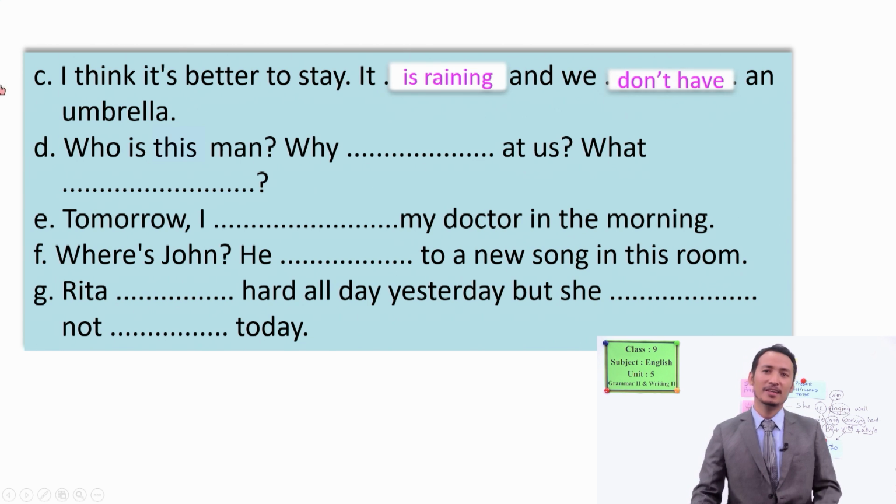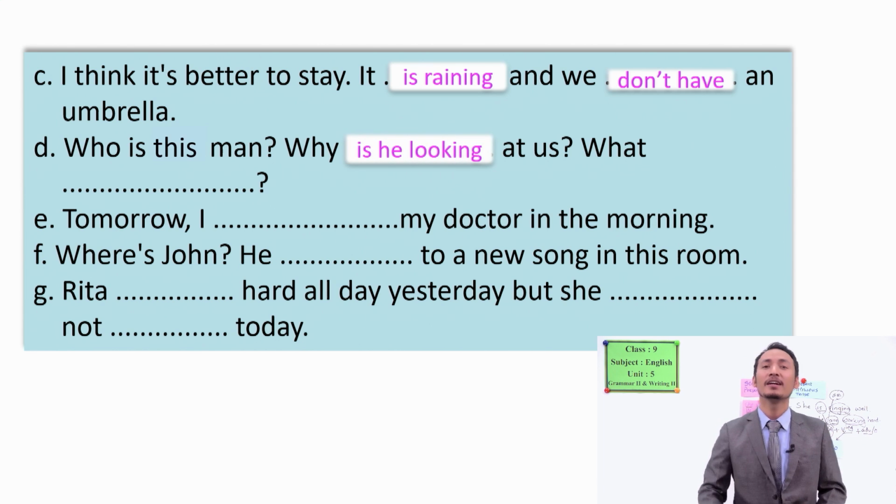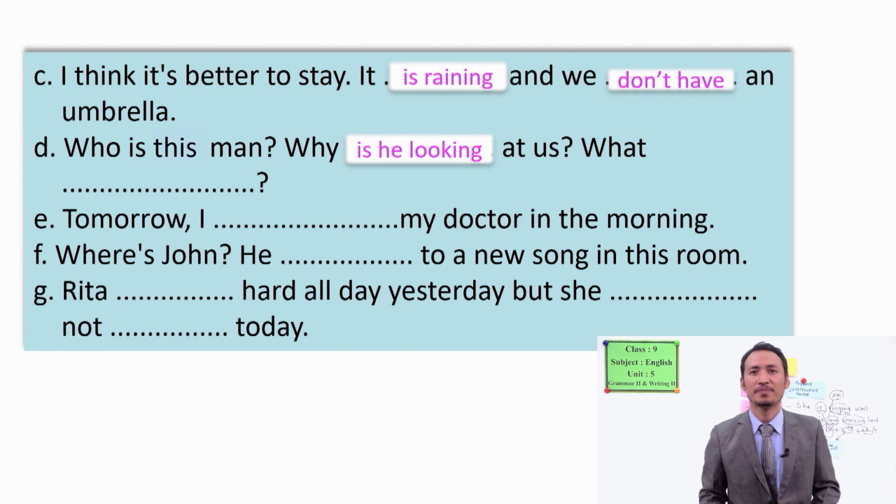Okay, students? Okay, yes. Who is this man? Why at us? So who is this man? Why at us? What is he doing? What do you guess? Maybe looking? Maybe following. You can use any of the suitable verb here. I'll use look here. Why is he looking at us? The verb look is followed by the preposition at, so it is better to use look here, right?